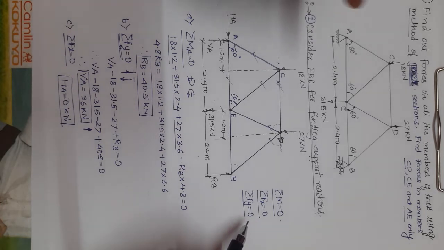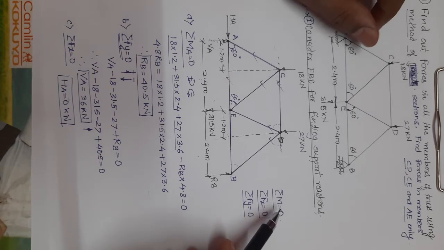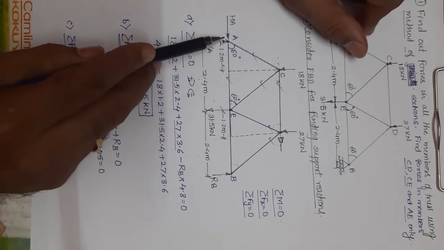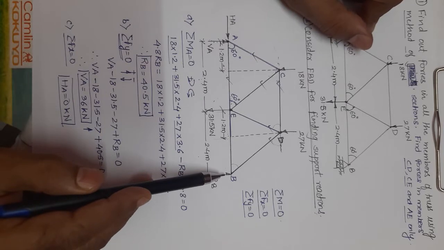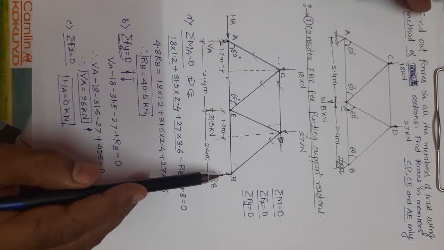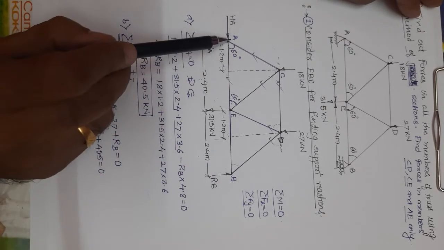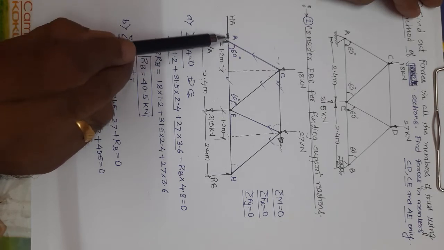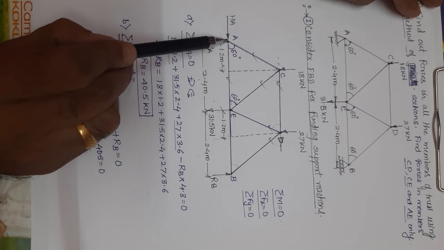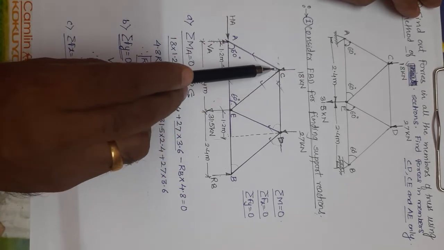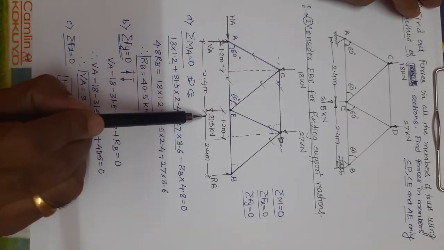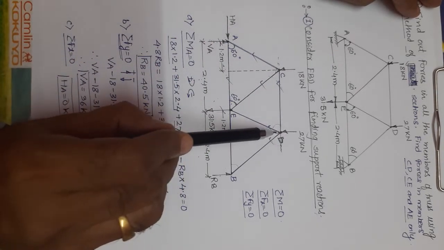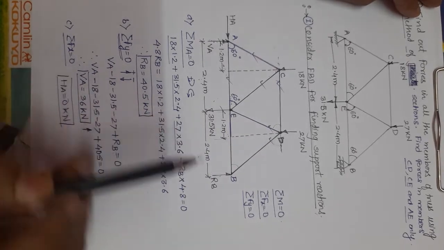Now, when you are taking moment, let us take the moment at A so that I will get the reaction at B directly. I have been telling you that if you are taking moment at A, all the forces that are passing through A will become 0. So HA and VA will be 0 here. What remains in this diagram is 18 kilonewton force downwards, 31.5 downwards, 27 downward, and RB upward.